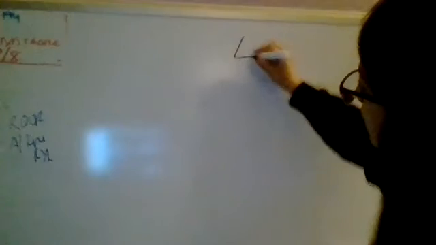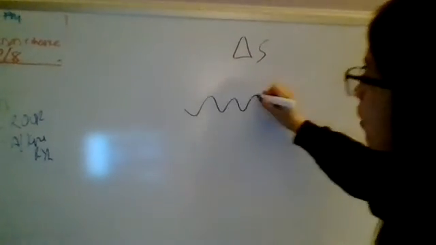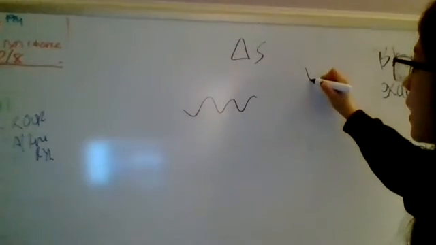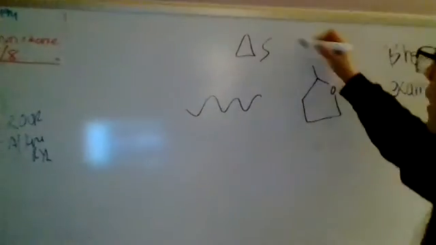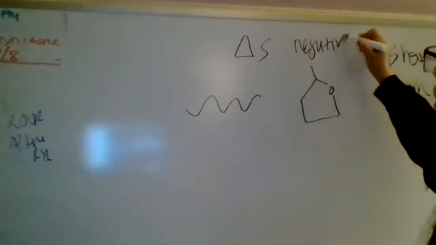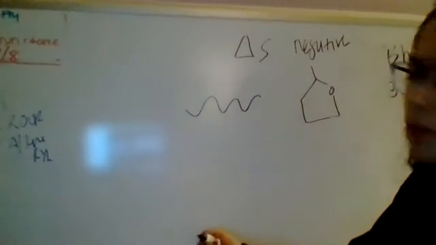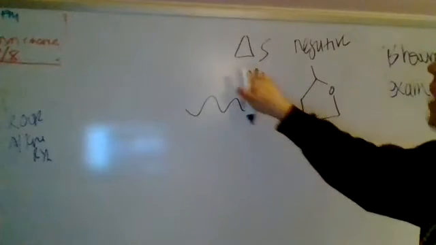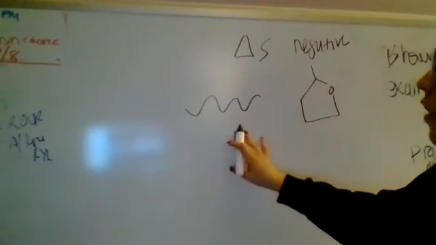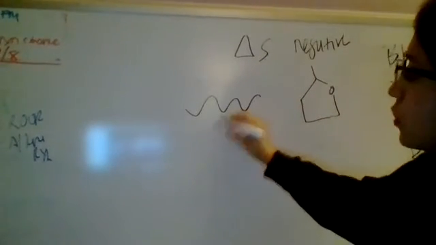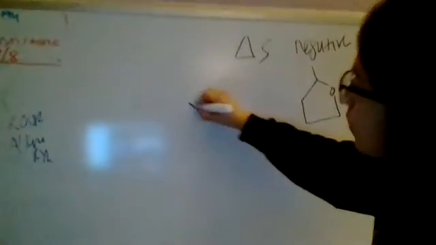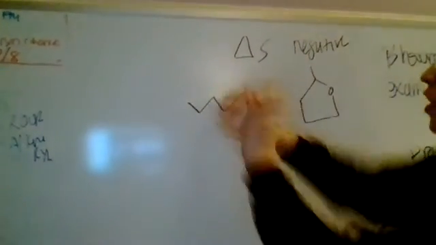The next one is predict the sign of delta S. So it was a linear compound, and then it went to a cyclic one. Yeah, I said entropy decreased. Yeah, I got negative. Cool. For those people who are wondering what you mean by positive or negative, the delta S is negative because you're reducing the disorder. If you have a linear compound, you can twist and turn it and adopt different conformations.